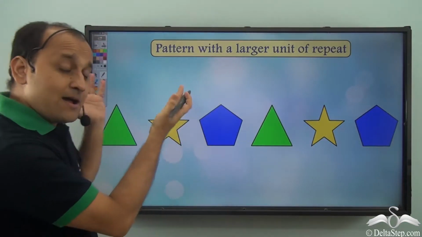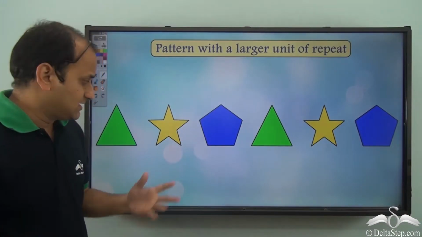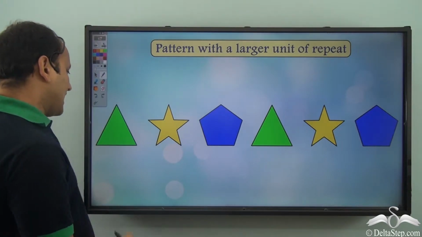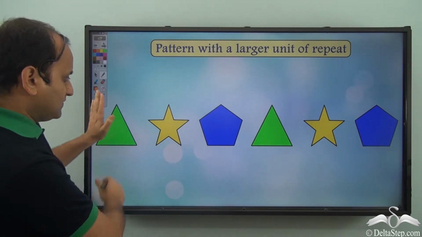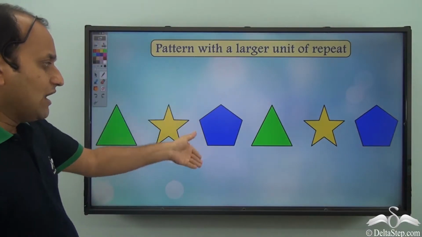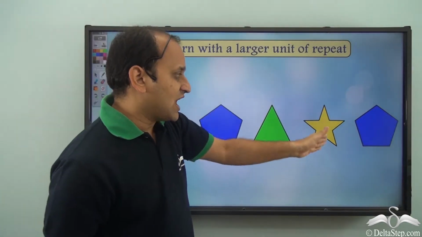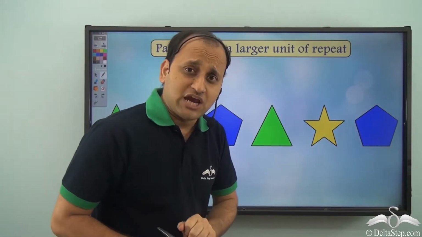Now here I have a pattern. Now what is the size of unit of repeat in this case? Let's see. So I have this shape, then I have this star, and then I have this blue shape. Now after that I see a repeat. So again I have this shape, then a star, and then a blue shape again.